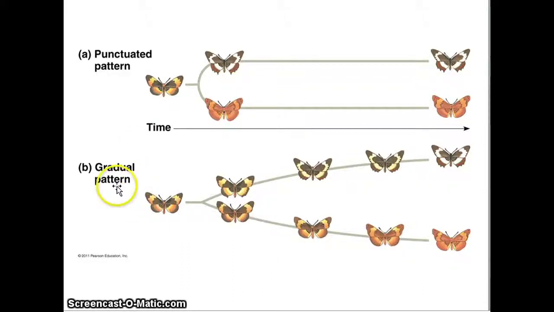So gradual changes happen over time, very slowly over generation and generation and generation. And the punctuated pattern happens very quickly in a very short time. It happens really quick and it stays that way for a long time. So that's the last concept we're going to talk about.